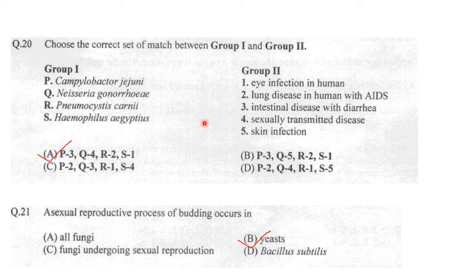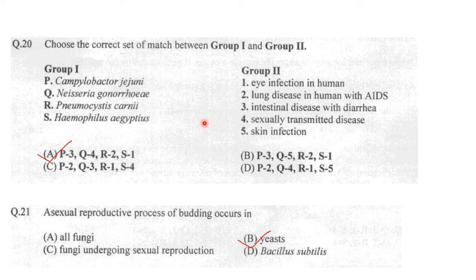Next one. Choose the correct set of match between group 1 and group 2. First one, Campylobacter jejuni, Neisseria gonorrhea, Pneumocystis carinii and Haemophilus aegyptius. Okay. So we will see the options.